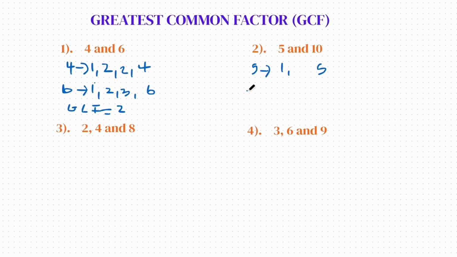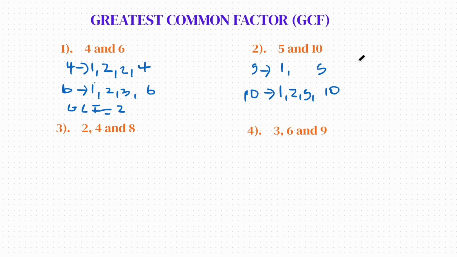Let's go ahead and list the factors of 10. What numbers when multiplied give us 10? We're going to start off with 1 and 10 itself. What other numbers when multiplied give us 10? 2 and 5, since 2 times 5 gives us 10. And there are no other numbers that can be multiplied to give us 10. So these would be all the factors of 10.